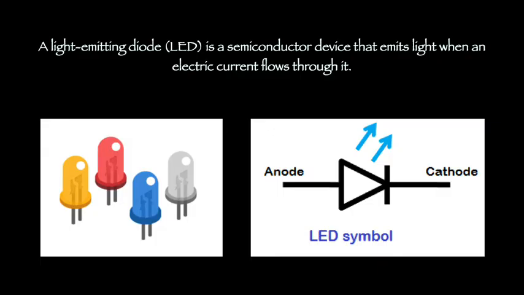A light emitting diode, LED, is a semiconductor device that emits light when an electric current flows through it. The symbol of a LED is the standard symbol for a diode with the addition of two small arrows denoting the emission of light.